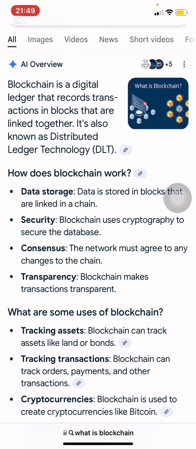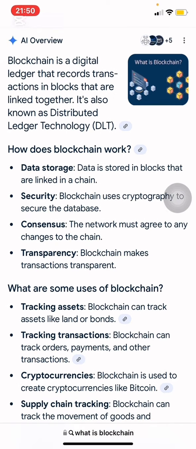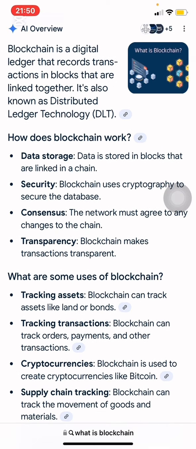Remember, I've told you that blockchain is the one which enables the existence of cryptocurrencies. They can't exist because all cryptocurrencies are built on what we call a blockchain. So now they ask us, how does blockchain work? We are understanding it from Google.